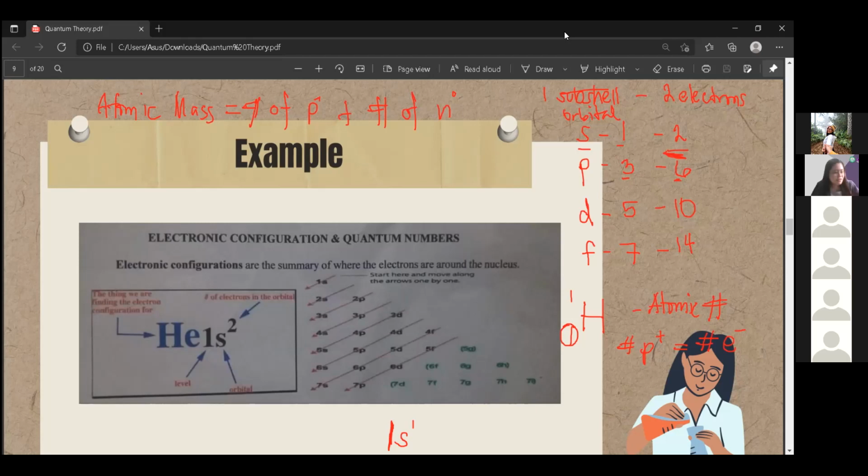Wait lang. Ito. Okay. Again, asa ba ko nga part naglag?